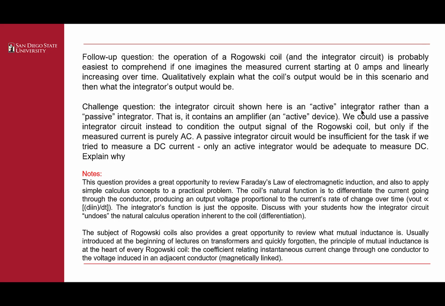It's a challenge question. The integrator circuit shown here is an active integrator rather than a passive integrator. That is, it contains an amplifier, an active device. We could use a passive integrator circuit instead to condition the output signal of the Rogowski coil, but only if the measured current is purely AC. A passive integrator circuit would be insufficient for the task if we tried to measure a DC current, and only an active integrator would be adequate to measure DC.